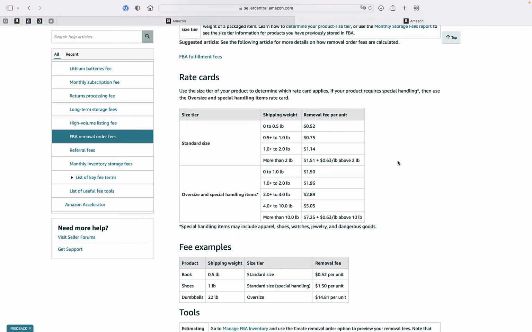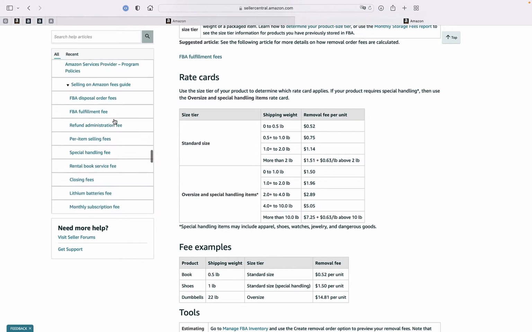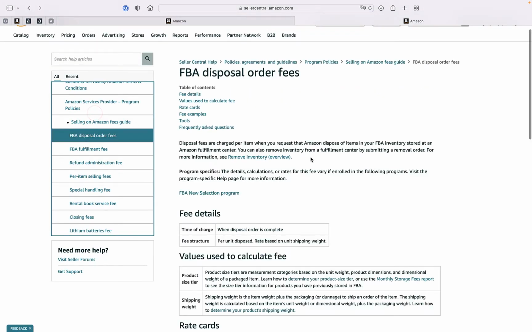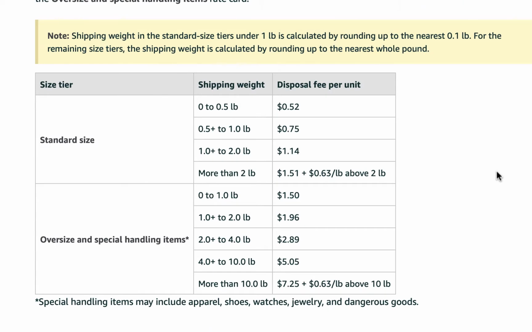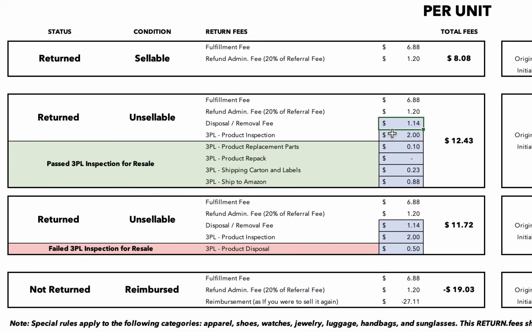Now, if you don't want to have the product removed, you can just pay Amazon to dispose of it for you. You can find those fees if you scroll up here on the side and you find the FBA disposal order fees. If you scroll down, you find the rate cards and you'll find that they're exactly the same. So whether you pay Amazon to remove your unsellable inventory to an address, or whether you pay for them to dispose of it, the fee is exactly the same. All right, so the fee that we found is going to be entered here as our removal or disposal fee.